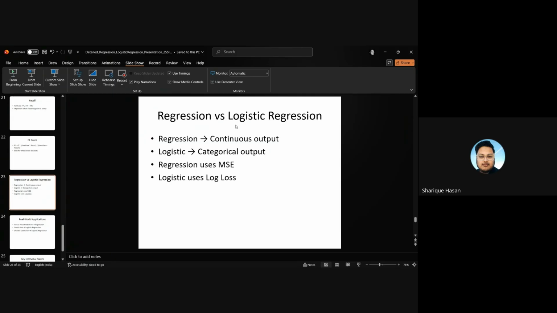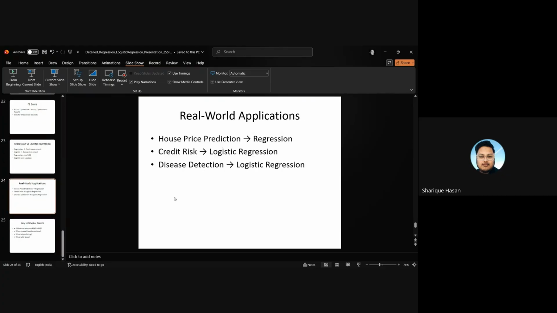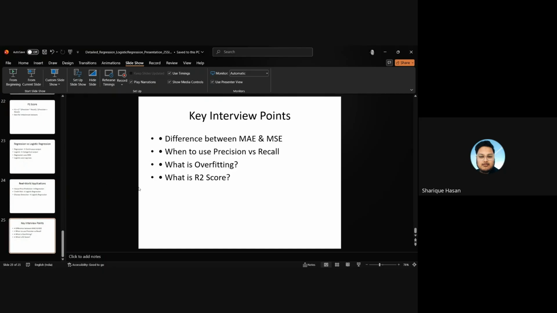Now we have regression versus logistic regression. Regression gives a continuous output. Logistic gives a category output. When you have a continuous output, we use regression. When we have a category output, we use logistic. Regression uses MSE, which is mean square error, and logistic uses log loss. Then we have real-world applications. This is not important, and we have key point outputs. These are all we will explain.